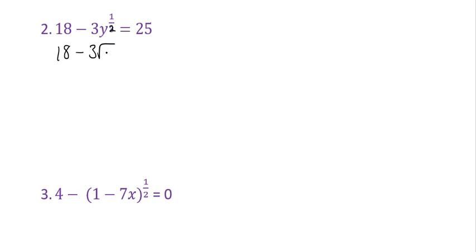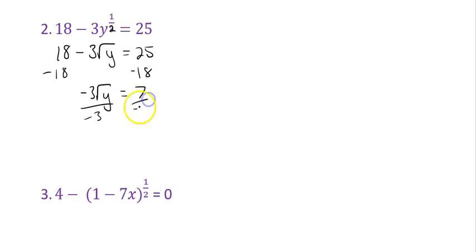So you want to rewrite that and have it just as a square root over the y. Then you go about getting that square root by itself again. So I'm going to subtract the 18 from both sides, which would give me a 7. And then I'm going to divide by -3. So I'm going to get the square root of y equals the -7/3.